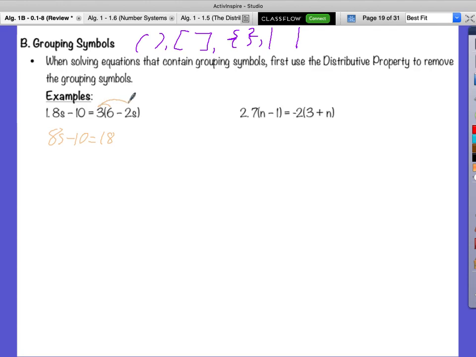So we do 3 times 2s, which is 6s. But what sign goes in between them? Negative. How do you know that? Because it's right there. Very good. Negative because it's right there.